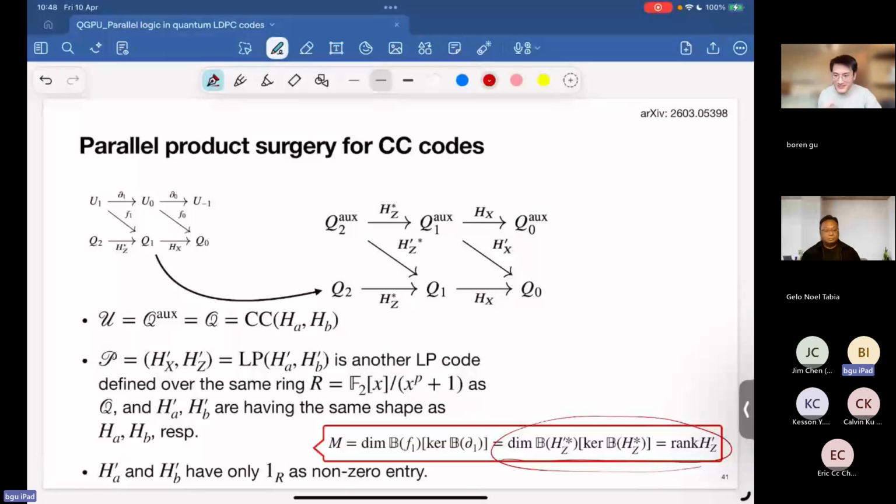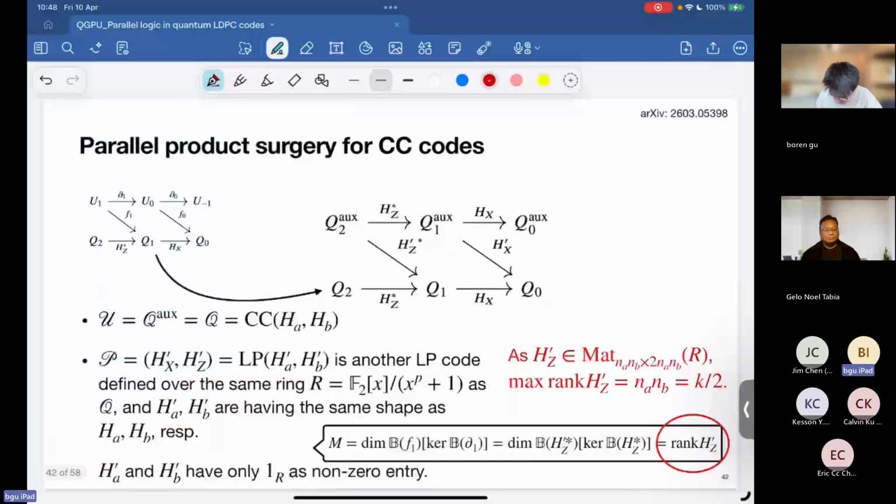Okay, so we skip the derivation and just emphasize this rank. After a bunch of derivation, if you believe me, the number of measurements that are being performed is the rank of this HZ prime, which is this one.